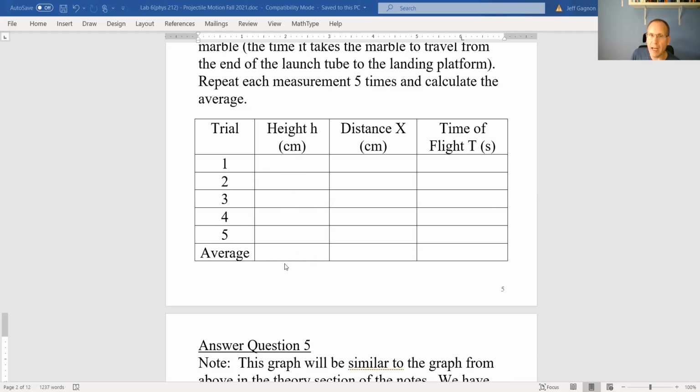So then you want to find the average, which is going to be that value, whatever the value is, because it's the same for all 5. That'll be in centimeters. Again, if you need this data, get it from your lab partners. If for some reason you can't get it from your lab partners, contact me and I can give you some data for this.